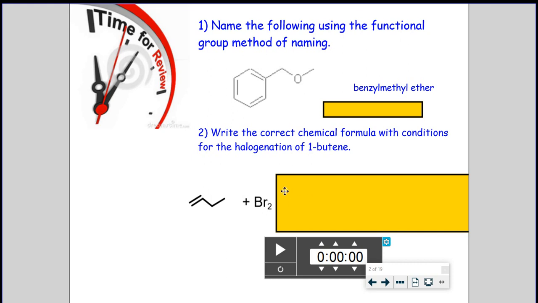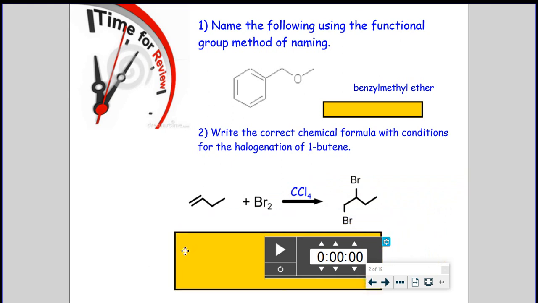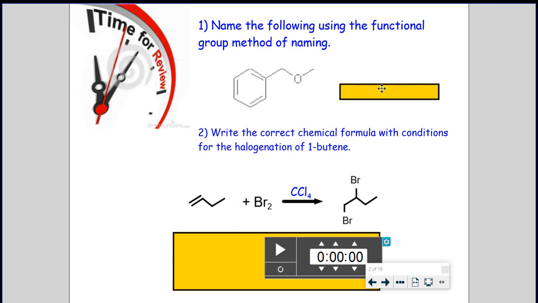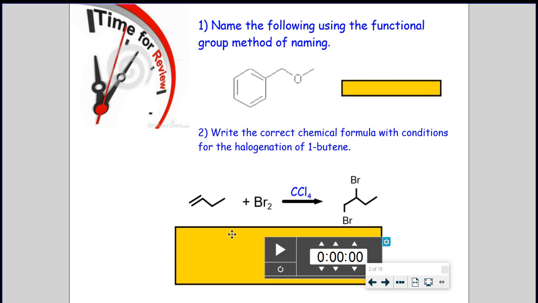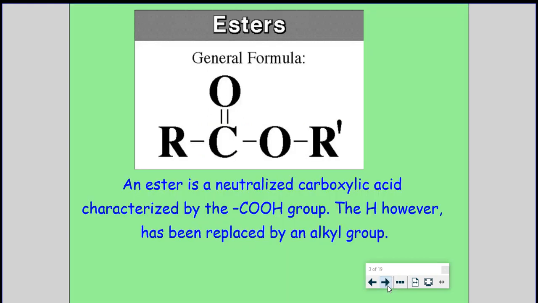Okay, well, we will review this in class, but moving on, we need carbon tetrachloride, and that's going to yield a fully saturated alkyl halide, and in this case it looks like that. Good. Again, we'll review this in class, but just so that you get started, we'll wrap that up and continue now with the topic at hand, esters.